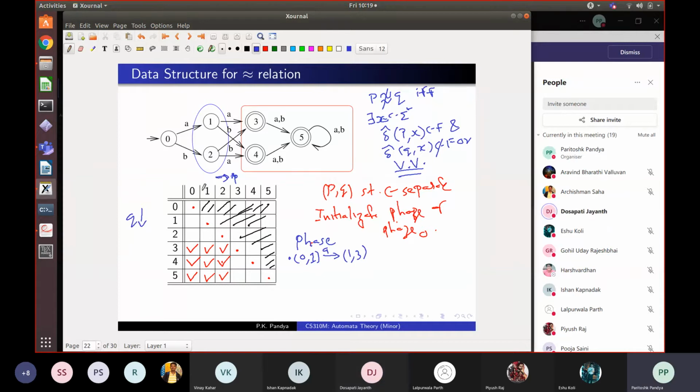Now this 1, 3 is already marked, right? So this is a marked pair that you go to, and hence you mark this 0, 1 also, because if there is a string separating 1, 3, let's say that string is Y, then the longer string AY will separate 0, 1. So you mark this square. I'm going to add that mark in blue color as a tick, and below the tick I'm going to write 1 because I'm separating them in phase 1. This 1 is not required, but I'm just putting it for your clarity. So in phase 1 we have marked 0, 1.